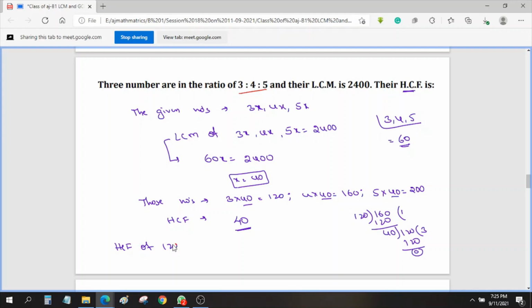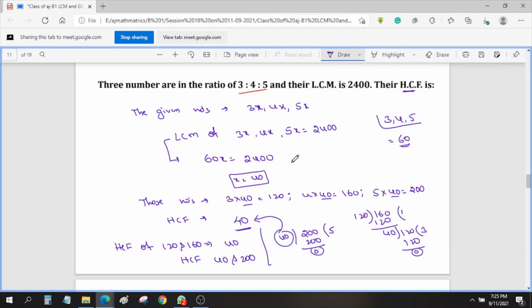HCF of 120 and 160 is what? 40. Now we need to find out HCF of 40 and 200. Okay, so HCF of 40 and 200 will be what? 40 fives are 200. See, 0, which means 40 is the highest common factor of 120, 160 and 200. So the answer for the question is 40. Hope I am clear with this.